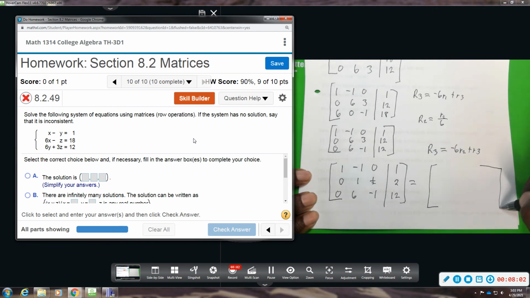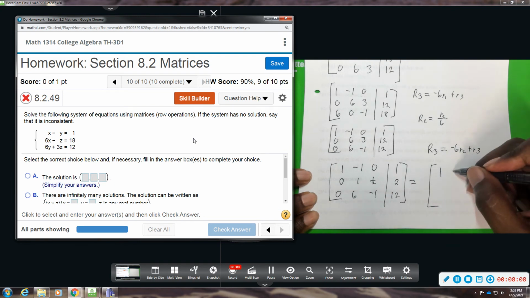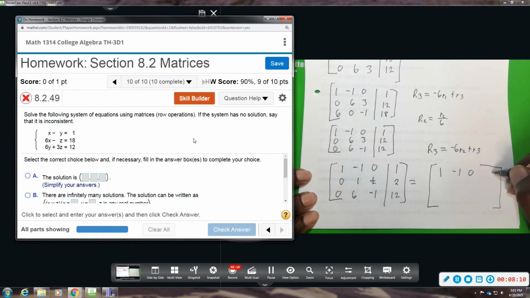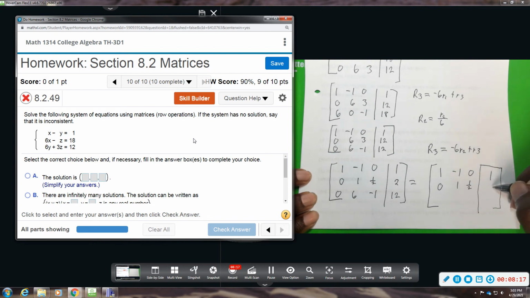So the row that is changing is row 3. The other two will stay the same. So 1, negative 1, 0, 1, 0, 1, 1/2, and 2. And then this is the row that's changing.